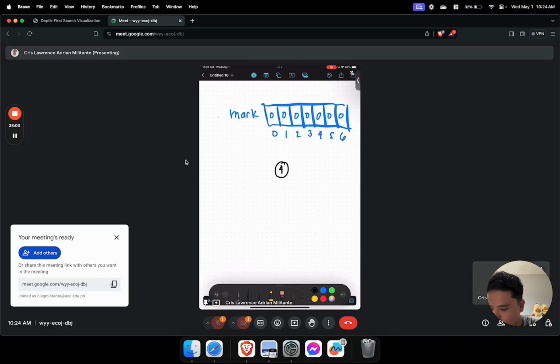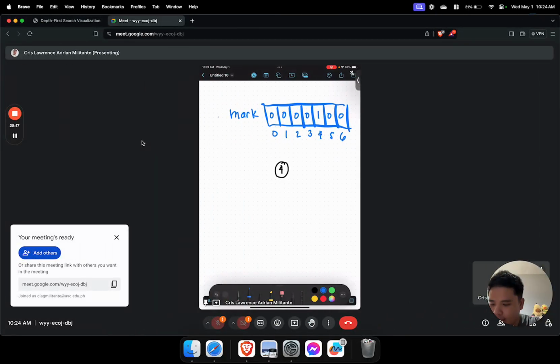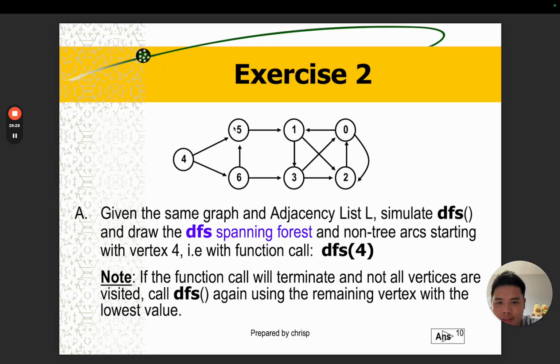And I'm going to set 4 to be visited. So 4 is now visited. What do I do next, guys? I'm going to check for my adjacent vertices. We have 5 and we have 6.